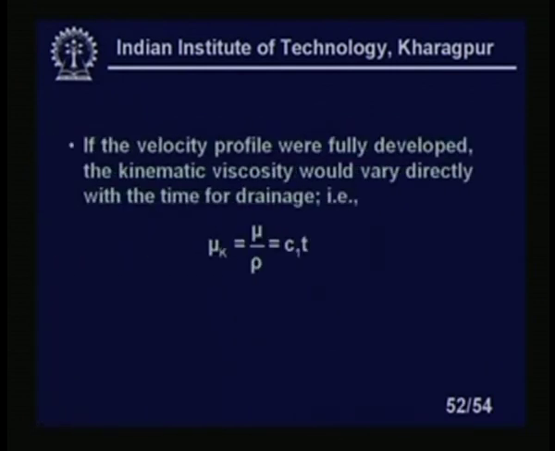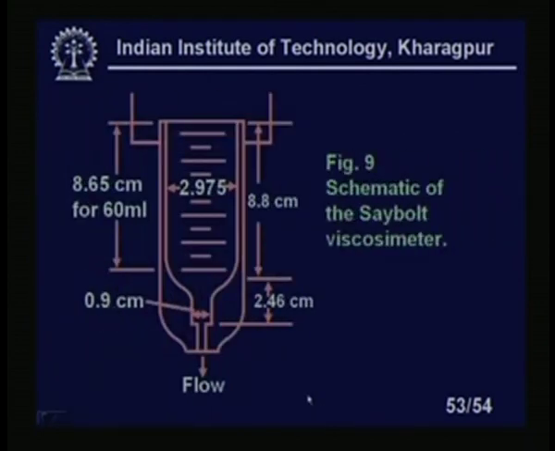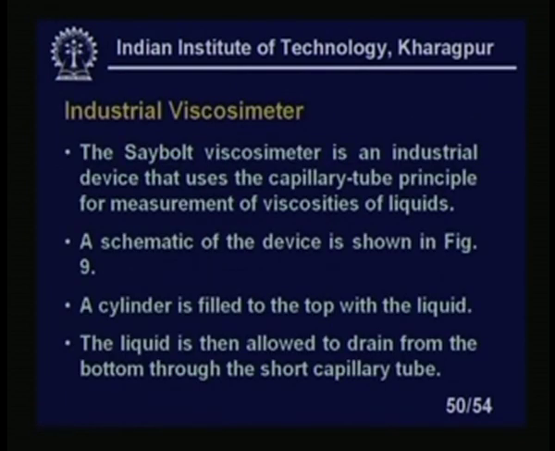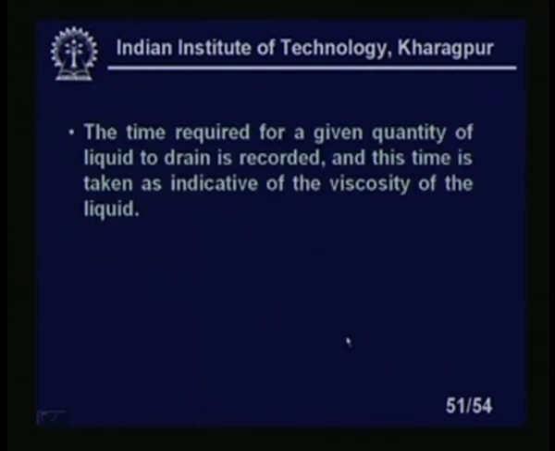If the velocity profile were fully developed, the kinematic viscosity would vary directly with the time for drainage, that is, mu k, the kinematic viscosity, which is absolute viscosity upon rho, equals C1 T, right. All the dimensions we have already shown here. See the industrial viscosimeter: a cylinder is filled at the top with the liquid, and the liquid is then allowed to drain from the bottom, right.